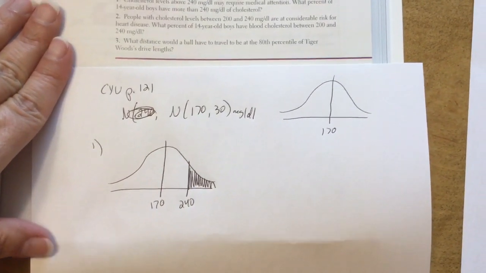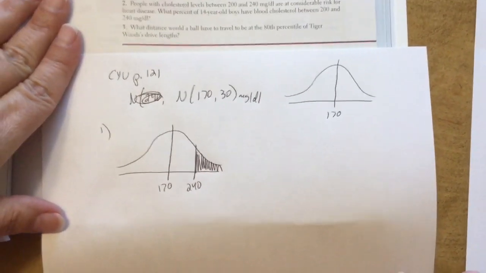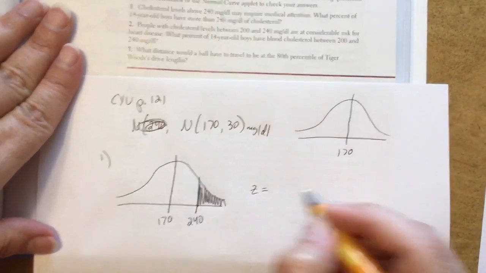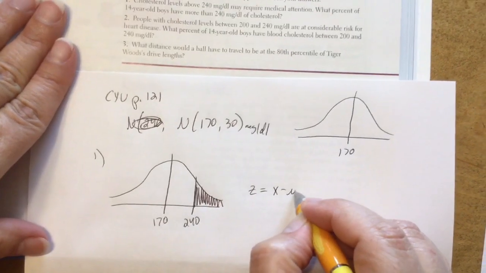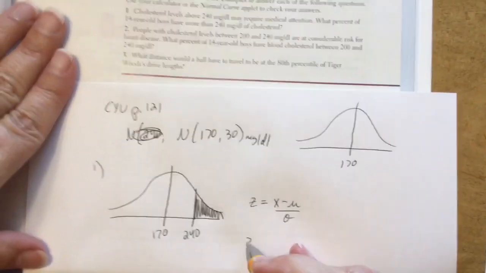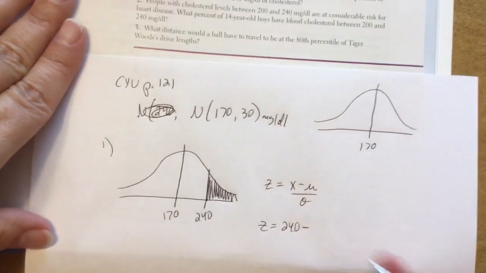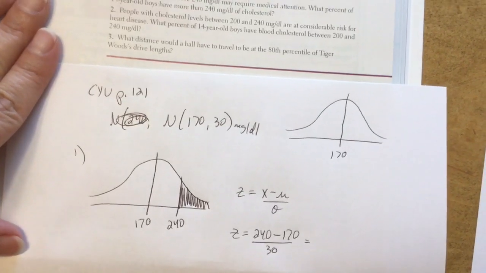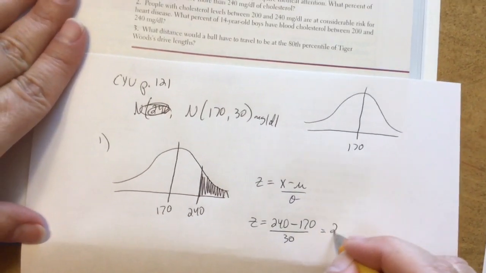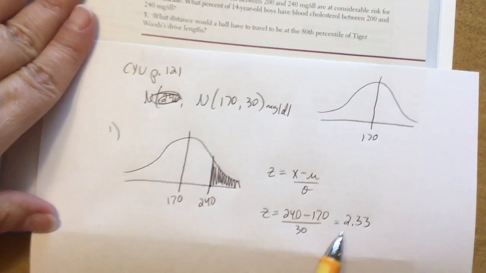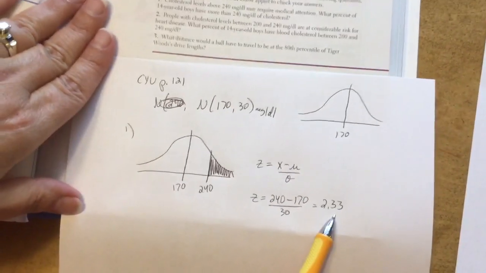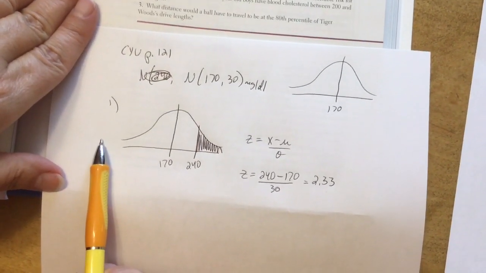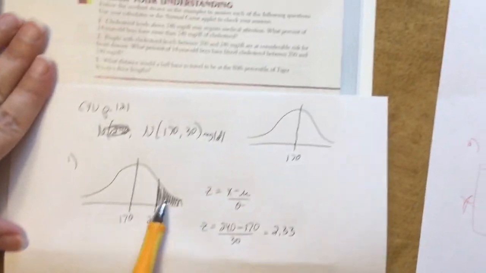The first thing we have to do is standardize this. We have to put it into a z-score so we can check our z-score on our calculator or in the table, but we're going to use our calculator. Recall, our z-score formula is the data minus the mean over the standard deviation. For this one, our data is 240 minus our mean, which is 170, over our standard deviation, 30. We throw that in the calculator and we get a z-score of 2.33. If I go to the table and look up 2.33, it's going to give me the area to the left, and then I would subtract that from 1 or from 100% and get the area to the right. But we're going to use the calculator.